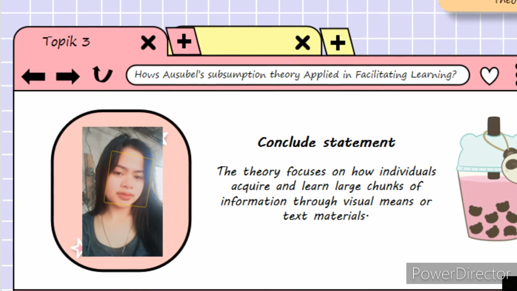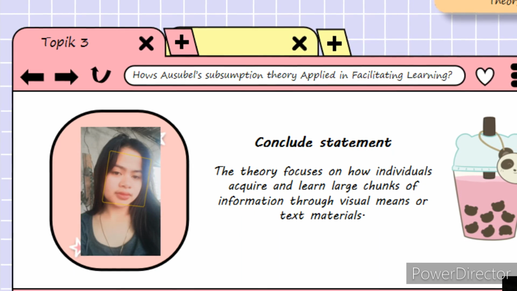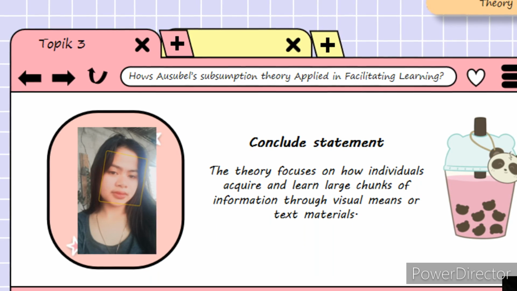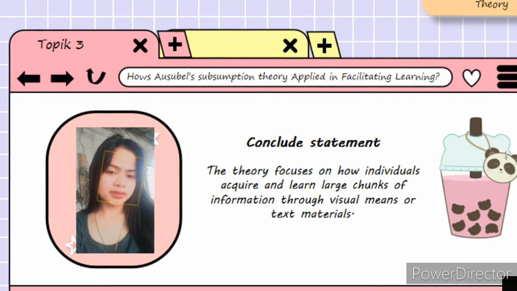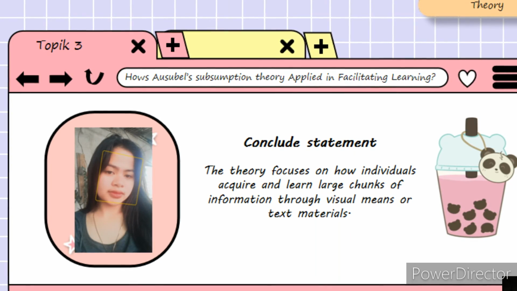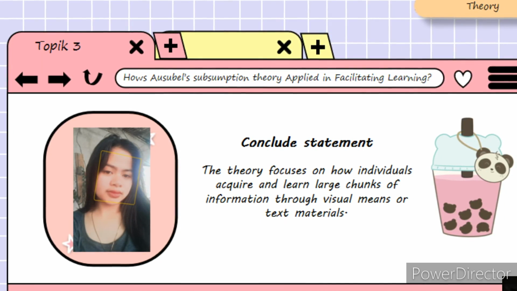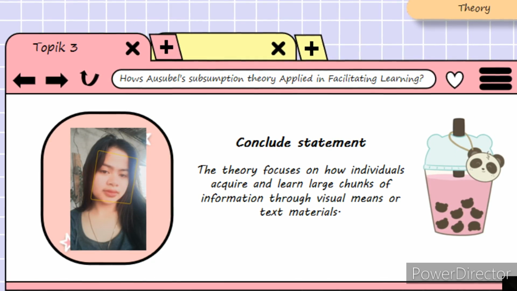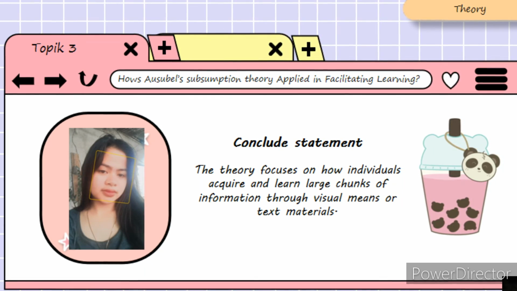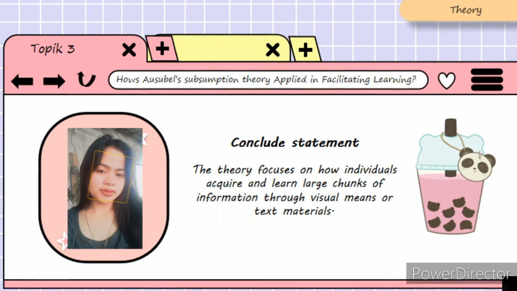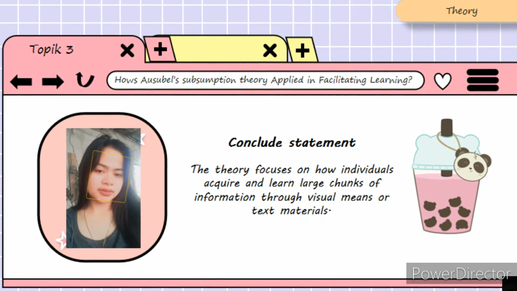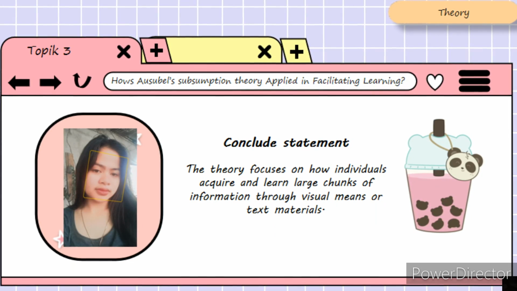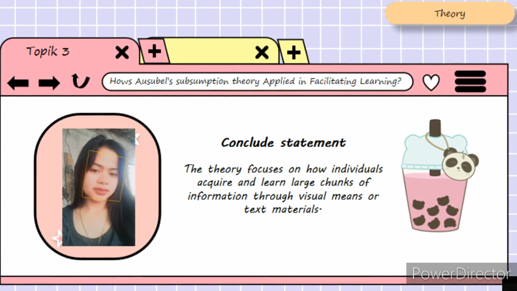To conclude, the theory focuses on how individuals acquire and learn large chunks of information through visual means or text material. Subsumption theory was originally developed exclusively for instructional design. It prescribes a way of creating instructional material that helps learners organize their content in order to make it meaningful for transfer. The goal here is for learners to have the necessary background that will help them solve any problem and also retain this knowledge.